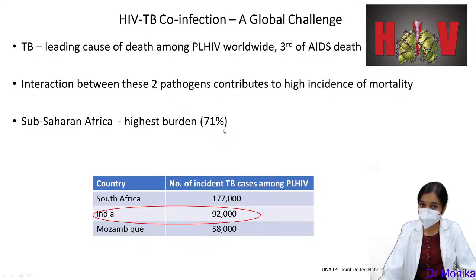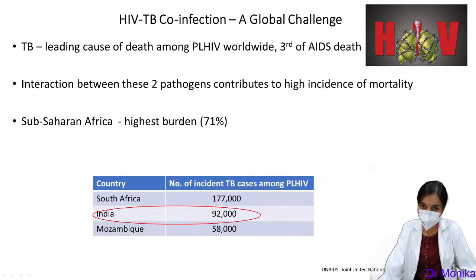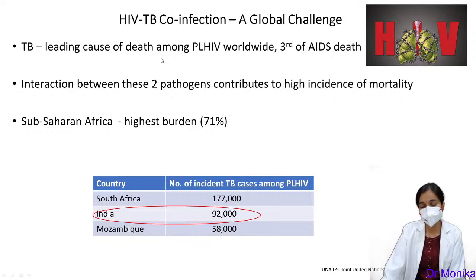This mainly happens because of the immunosuppression induced by HIV, which increases the risk of tuberculosis infection in these patients. It not only increases the risk of tuberculosis, but it also makes the prognosis worse, and the progression is also very rapid. If we see the worldwide data, TB is the leading cause of death among patients living with HIV, such that almost every third death because of AIDS is due to tuberculosis infection.